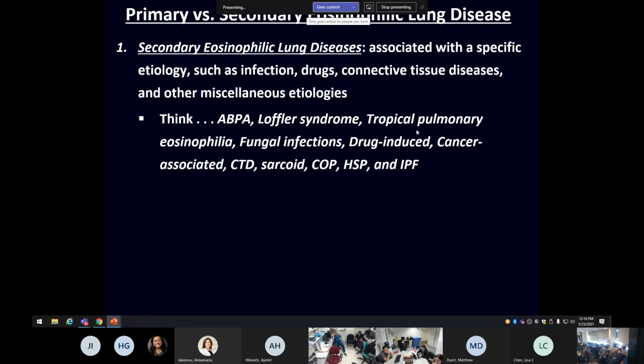You get the tropical pulmonary eosinophilia, which is your filaria, Wuchereria bancrofti, and all these other organisms. And then, of course, drug-induced is important. I know Samir talked about this a few weeks back. Connective tissue disease, sarcoid, COP, etc.